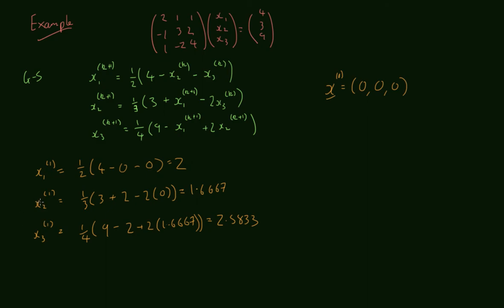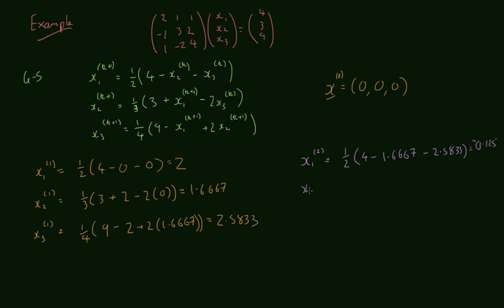Might as well do another iteration. This is calculating my second iteration, with the same scheme as before. We have 1/2, 4 minus our value for x2, which is 1.6667, minus our value for x3, which is 2.5833, and that is equal to minus 0.125.